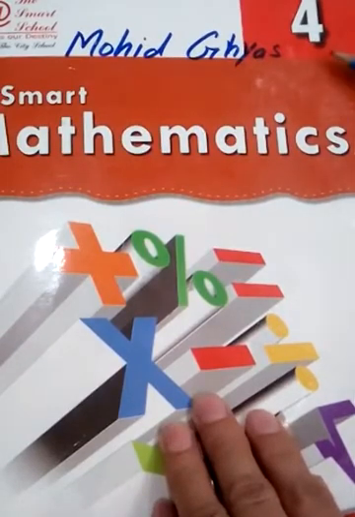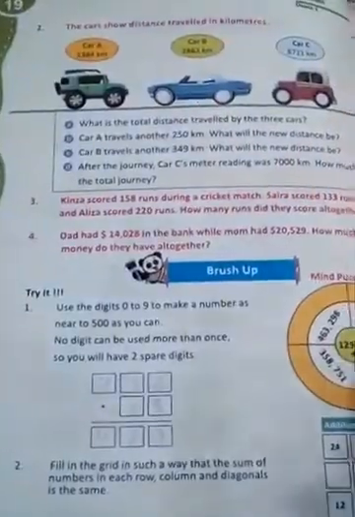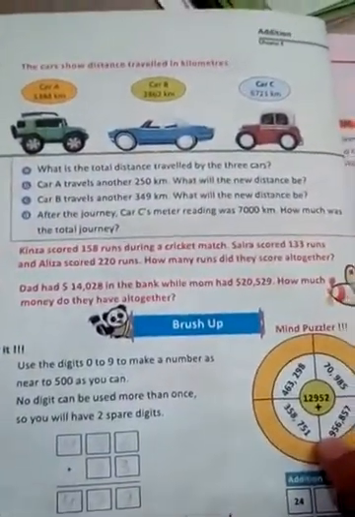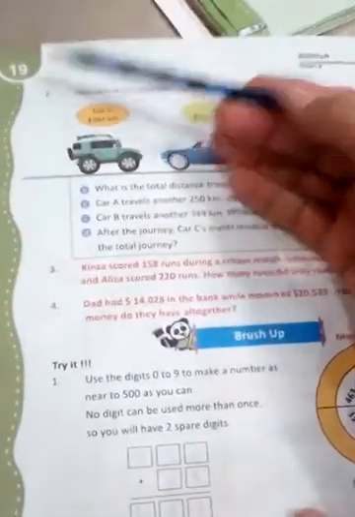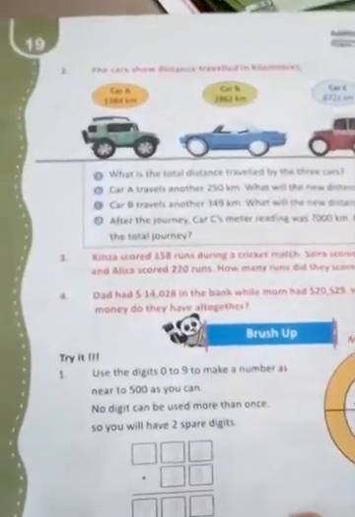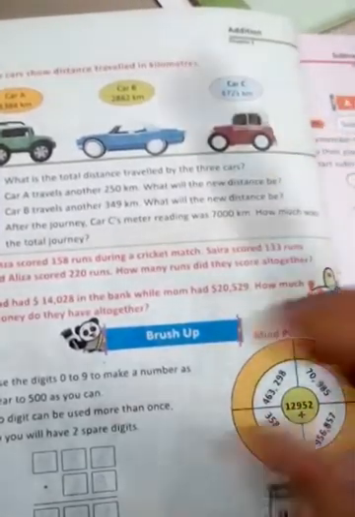Today I am going to tell you about Smart Mathematics of grade 4th. Our today's concept is from page number 19. We are doing our second chapter, which is addition. Now we are going to solve that whole page.